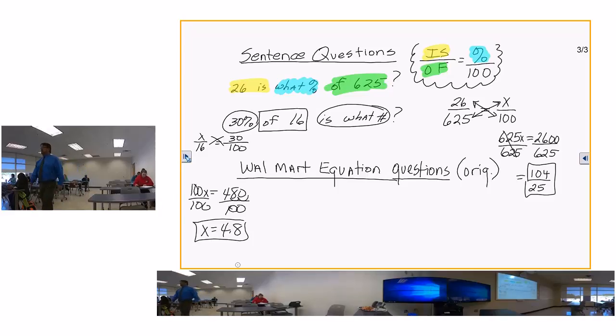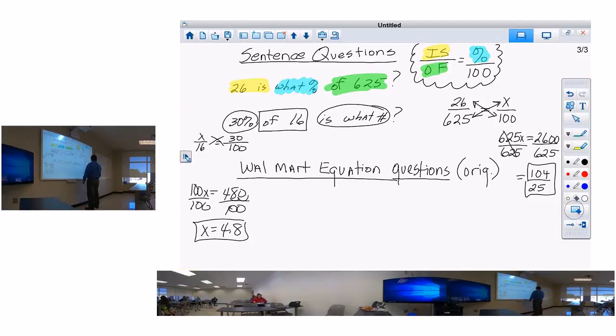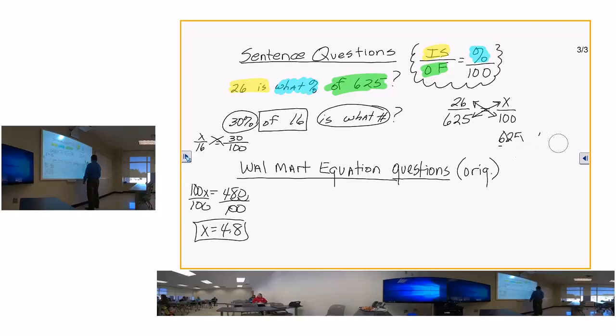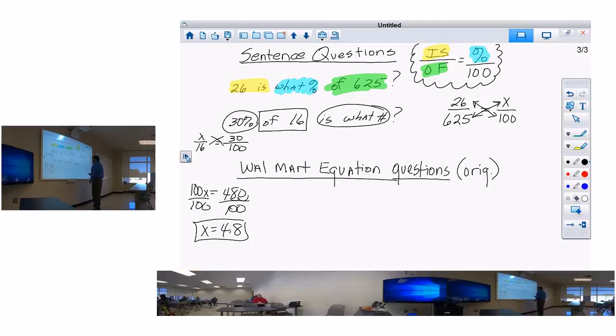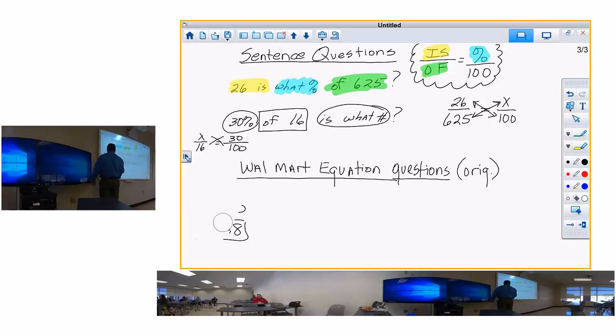Now, what about the Walmart equation? Well, that's the one you need to learn how to use, especially if you're asked to find the original price. If you're asked to find the original price or the original cost or something like that, you need to use it. Everybody's used it in their head before.